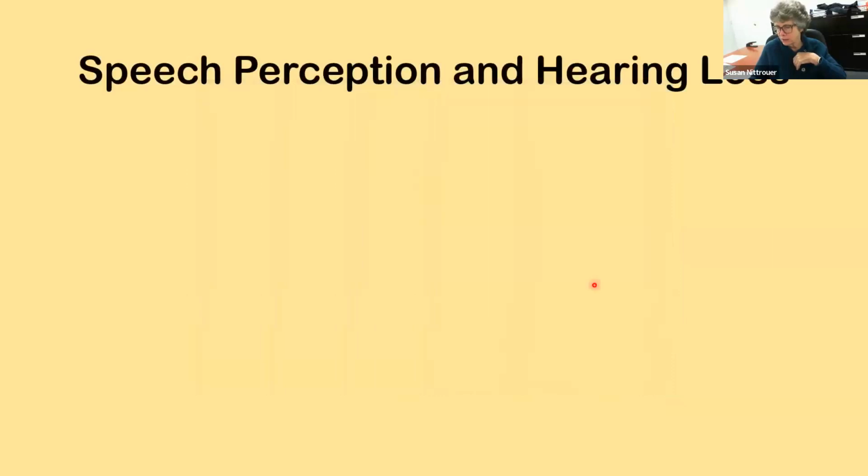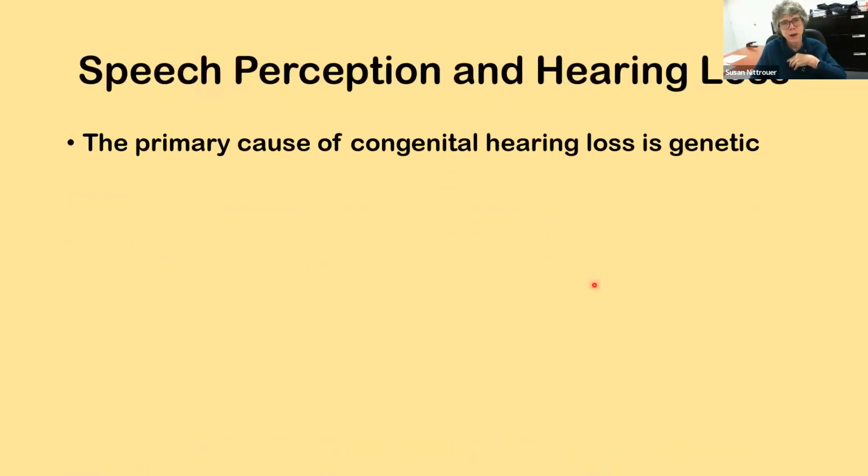So cochlear implants have done so much to help deaf children learn spoken language, which is important because spoken language is the basis of reading ability, right? Okay, but we still need to be supporting these children to help them reach their maximal language abilities. Okay, so let's draw this lecture to a close. Speech perception and hearing loss. What have we learned? The primary cause of congenital hearing loss is genetic.